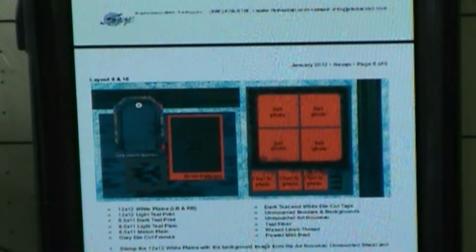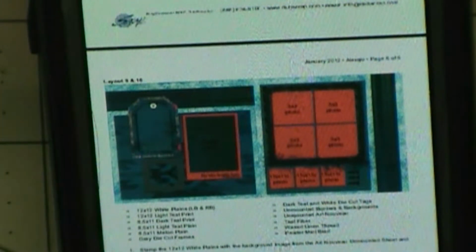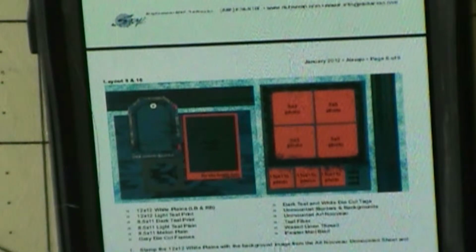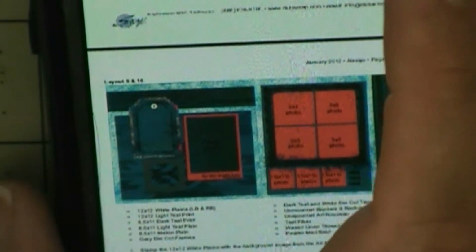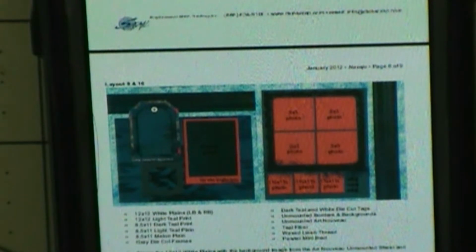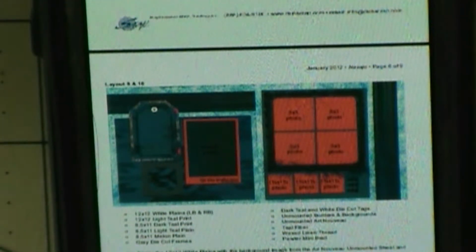I have pages 9 and 10, and sorry, my cat's up here. I'm trying to keep her out of the camera. Anyway, so I have 9 and 10, and this is the January 2012 Club Scrap, and this is what I'm working from. Alright, so with that, let's get started.